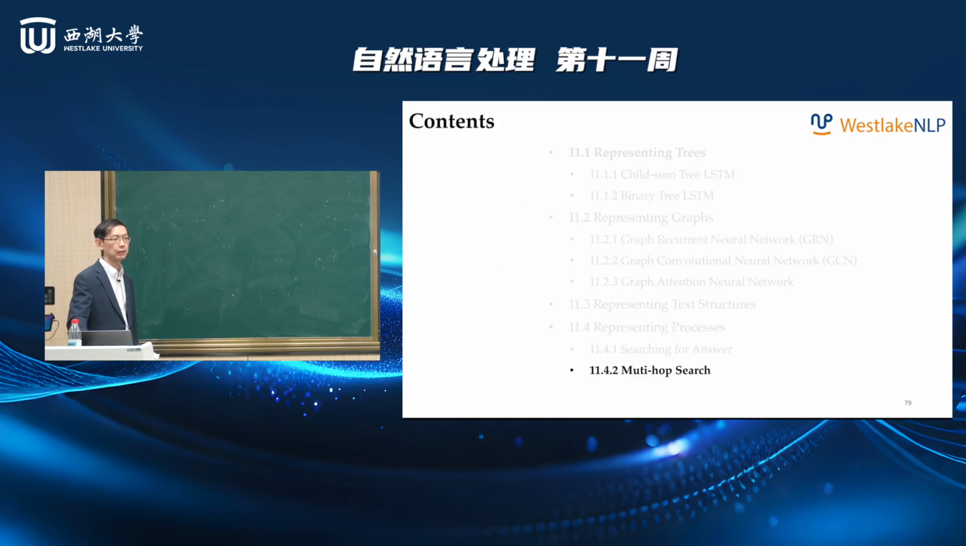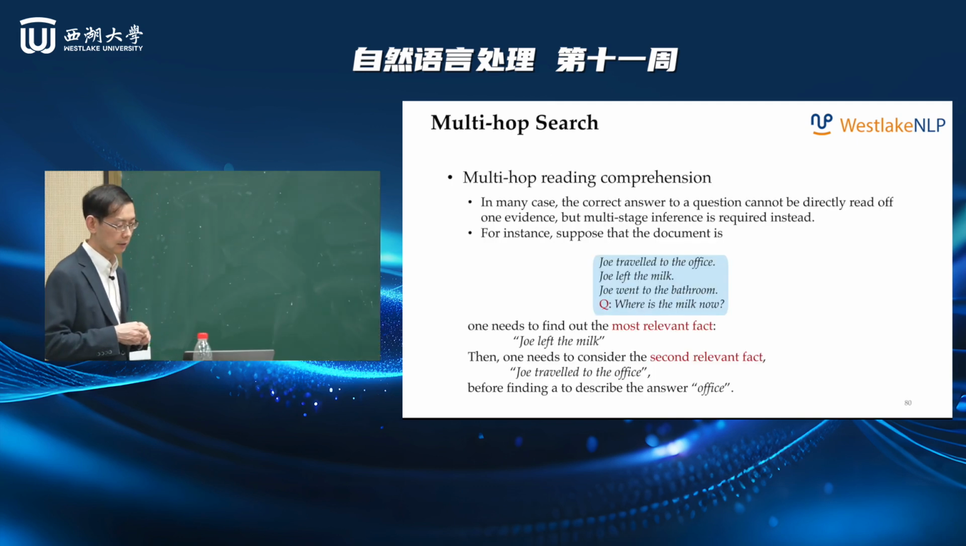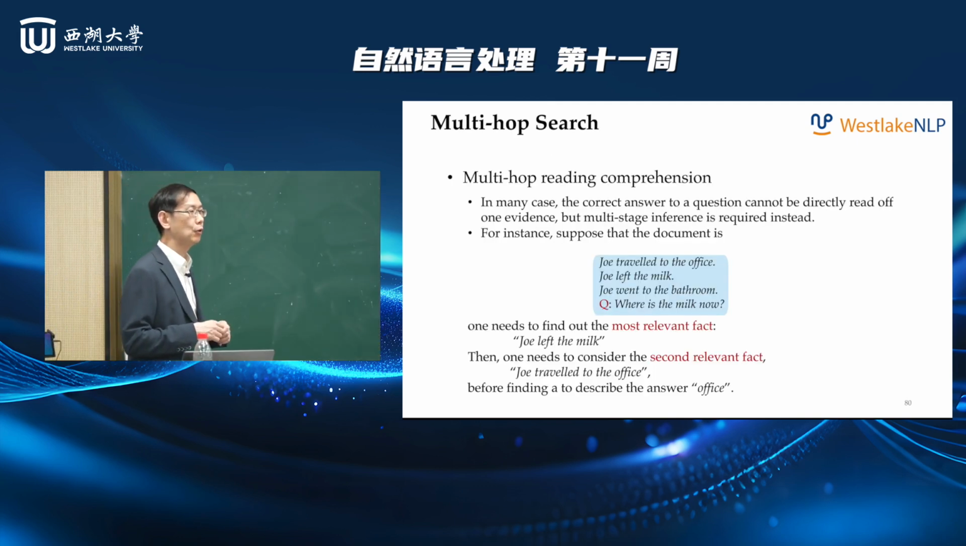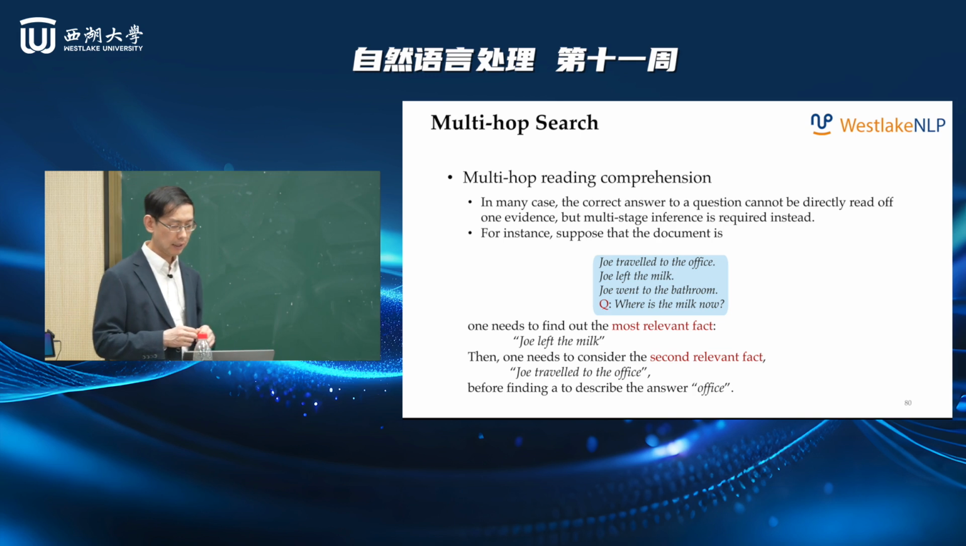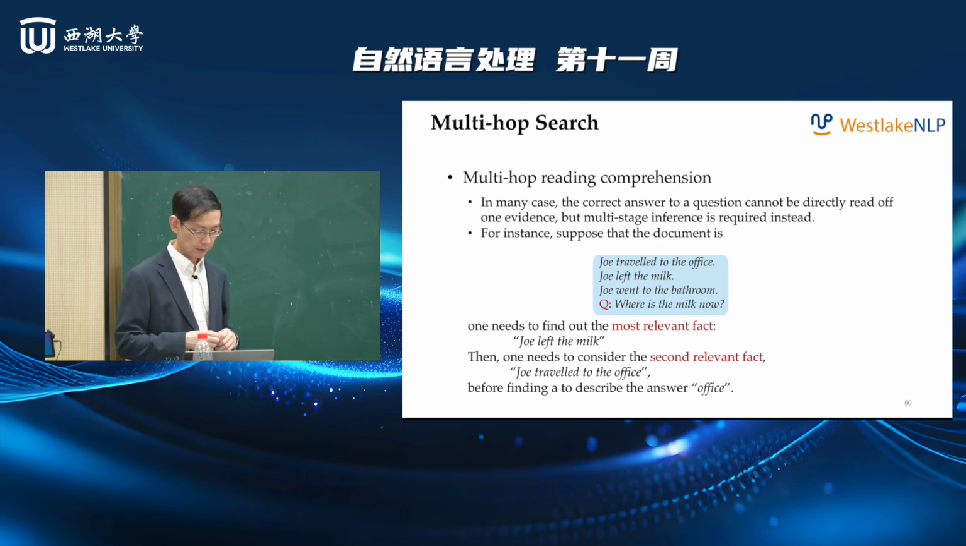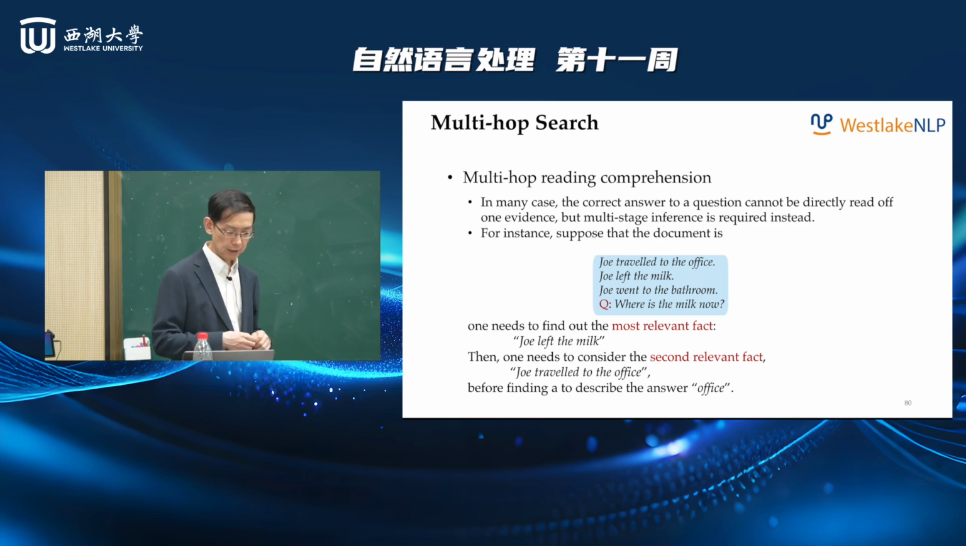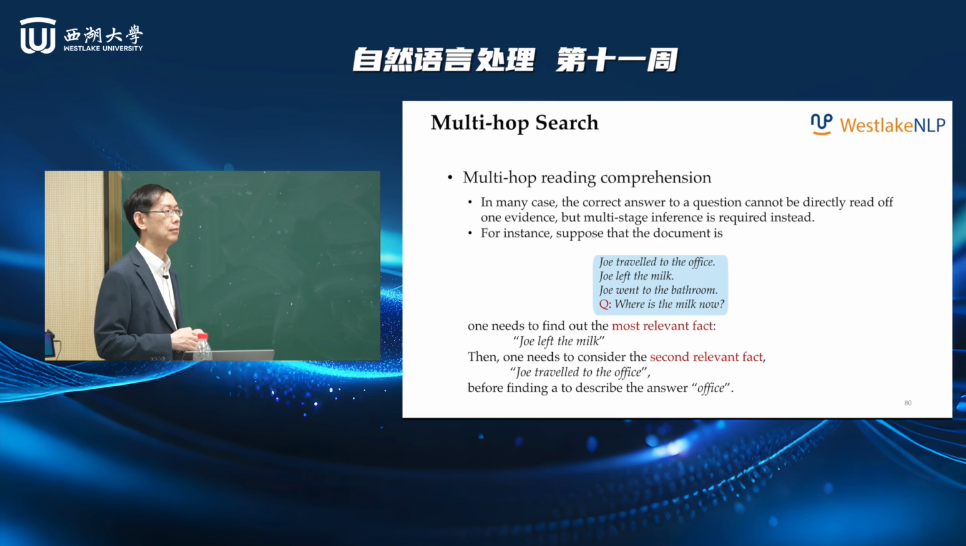A last problem for today. Sometimes our reading comprehension goes beyond simple span matching. We need multi-hop reasoning. What do I mean? Let's look at this passage. It contains several facts. First, John went to the office. Second, John left the milk. Third, John went to the bathroom. And the question is, where is the milk now?